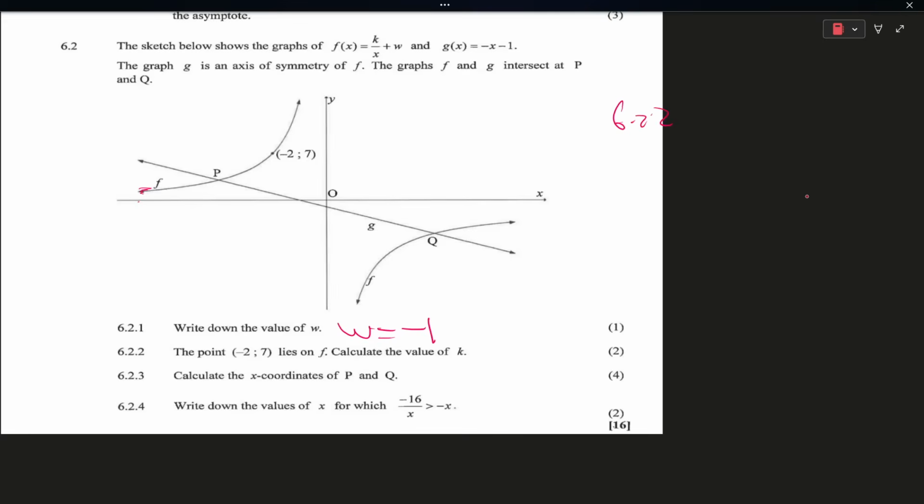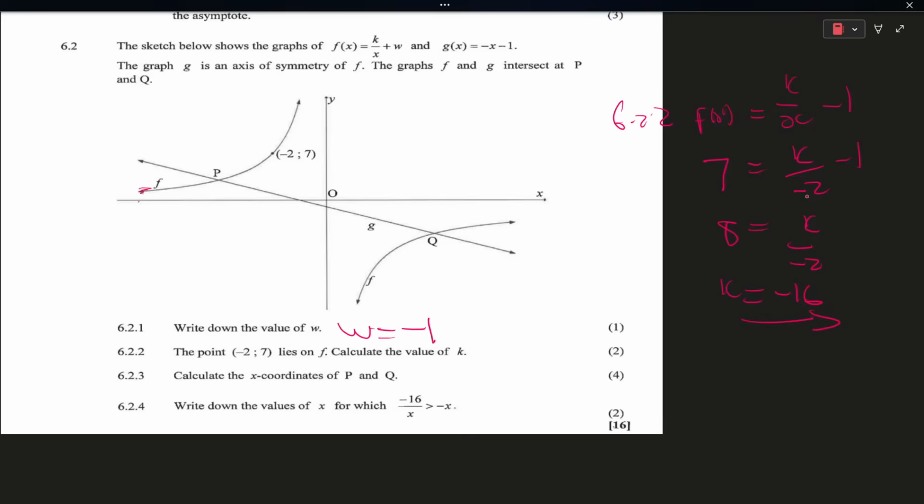The point (-2; 7) lies on f(x). Calculate the value of k. We replace that w in our equation, so f(x) is going to be k over x minus 1. Then let's substitute the point (-2; 7). Here I'm going to have 7 equals k over (-2 minus 1). I take this one to the other side: 8 equals k over -2. So k is going to be, guys, -16.